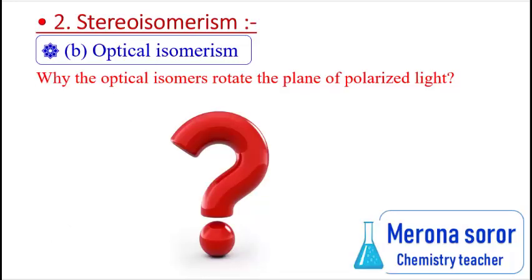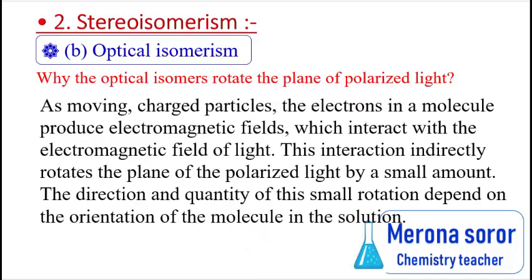Why? The optical isomers rotate the plane of polarized light. As moving, charged particles, the electrons in a molecule produce an electromagnetic field, which interacts with the electromagnetic field of light. This interaction indirectly rotates the plane of the polarized light by a small amount. The direction and the quantity of this small rotation depend on the orientation of the molecule in the solution.